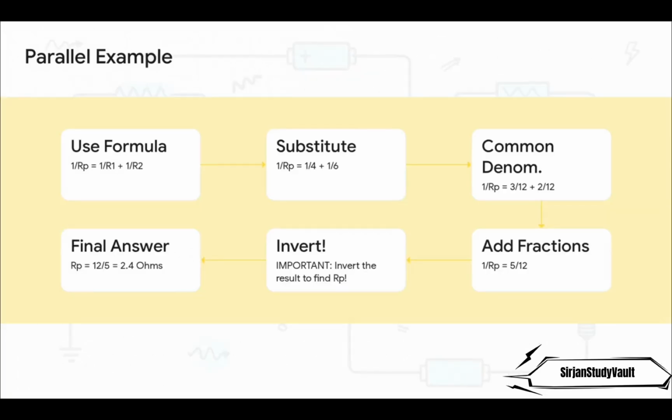We have a 4 ohm and a 6 ohm resistor in parallel. We set it up. 1 over Rp equals 1 over 4 plus 1 over 6. We need a common denominator, right? Let's use 12. So that becomes 3 twelfths plus 2 twelfths, which gives us 5 twelfths. Now wait, this is the step everyone messes up. That's 1 over Rp. To get the final answer, you have to flip that fraction upside down. So Rp is actually 12 over 5, which equals 2.4 ohms. Don't forget to flip it.